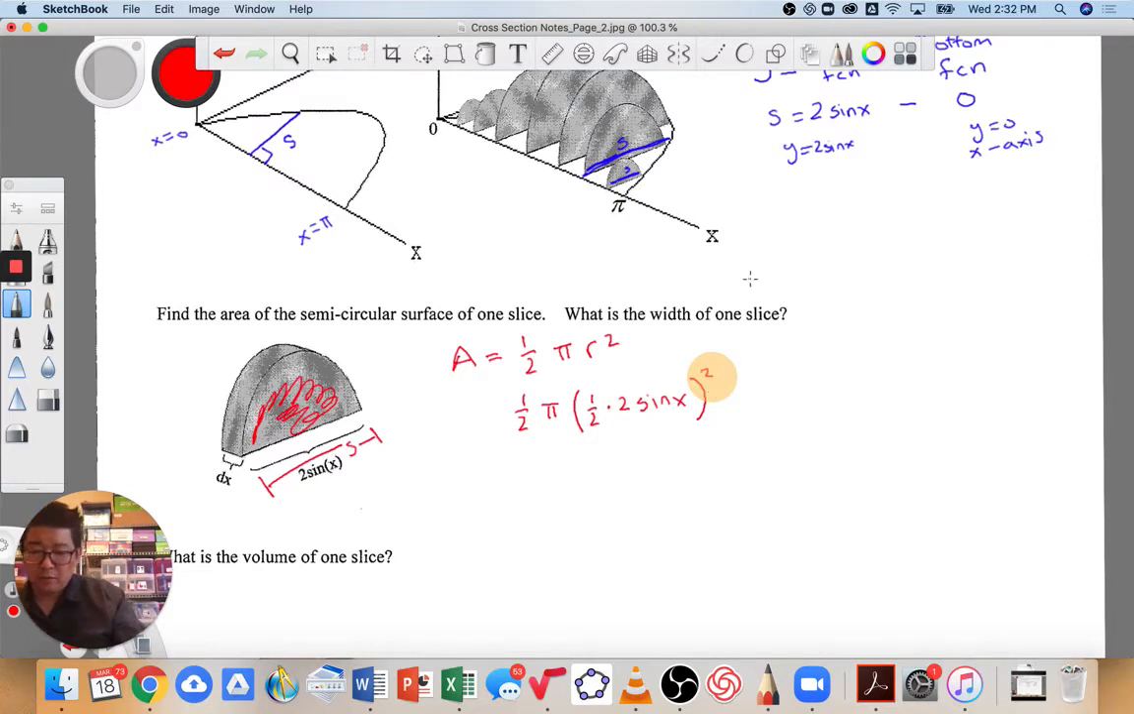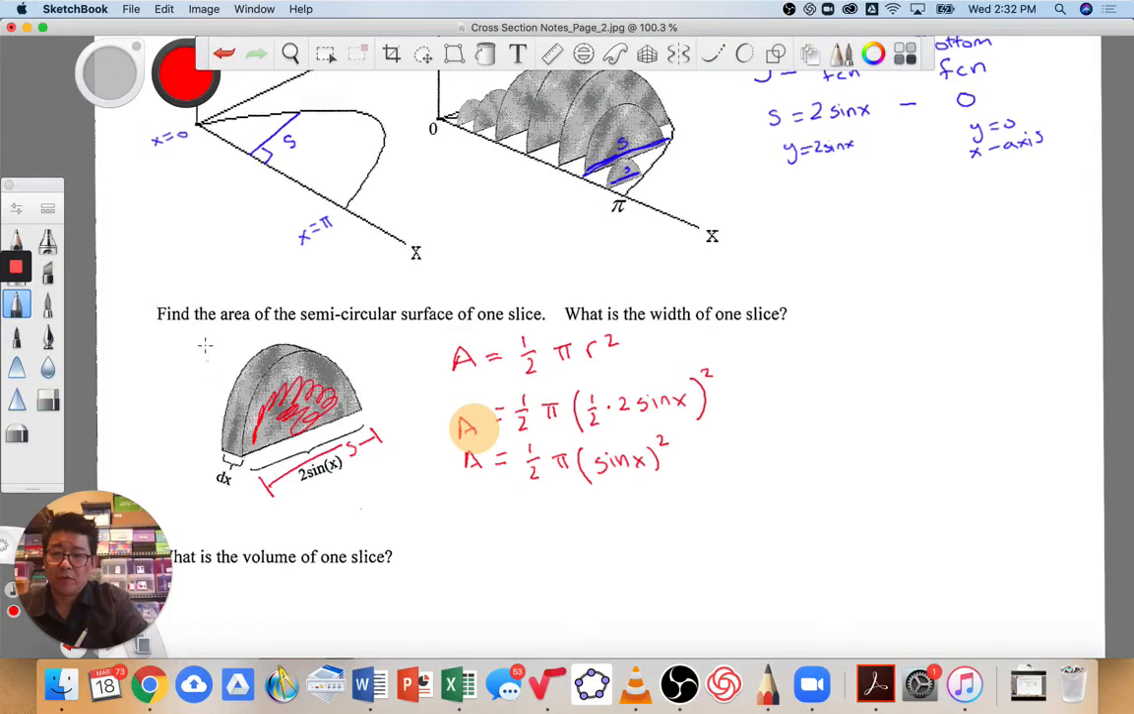We get this to be 1/2 pi. Now 1/2 and 2 cancel out, so we'll have sine x squared. So this right here is the area of this little cross section.